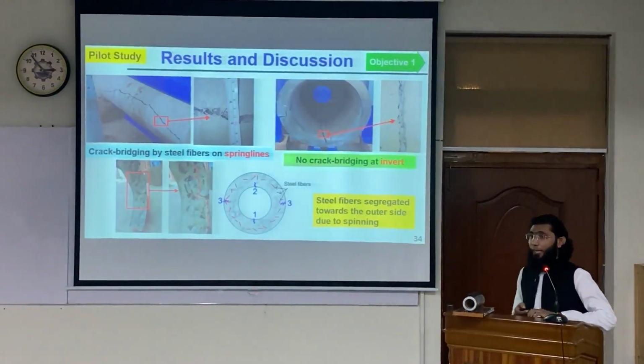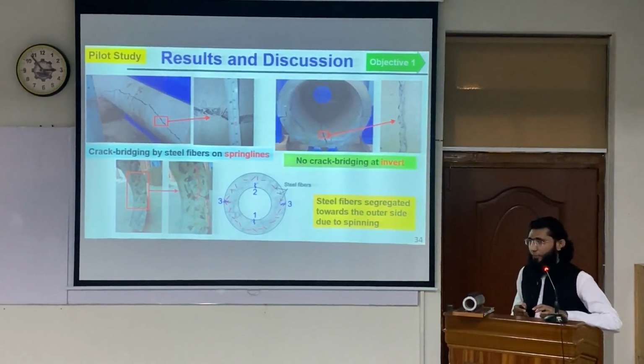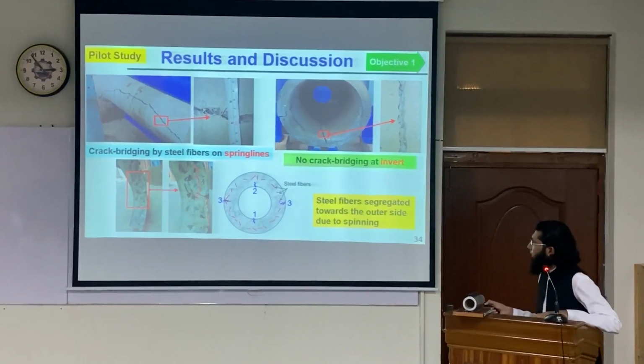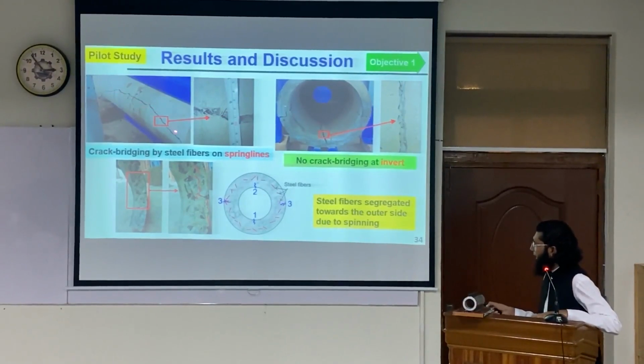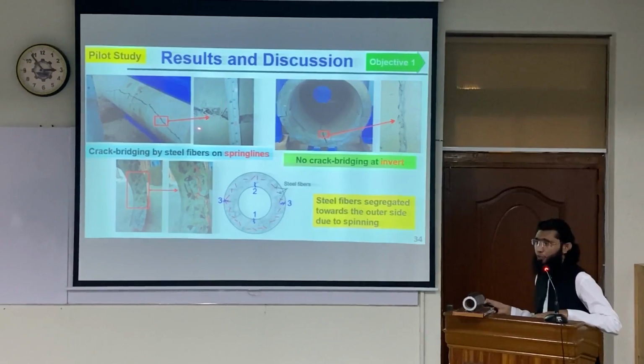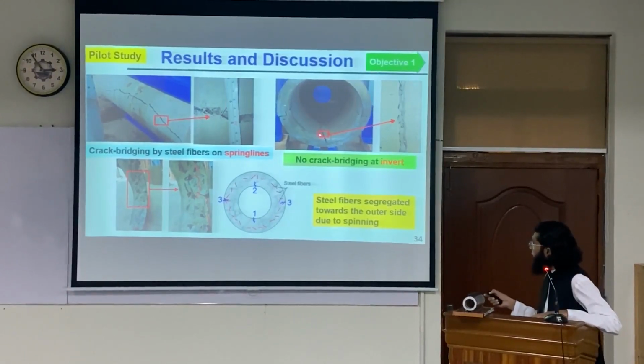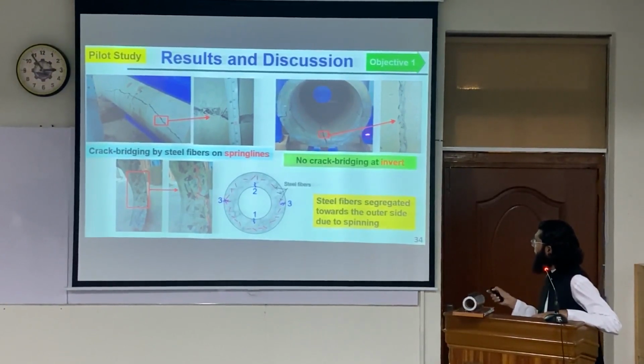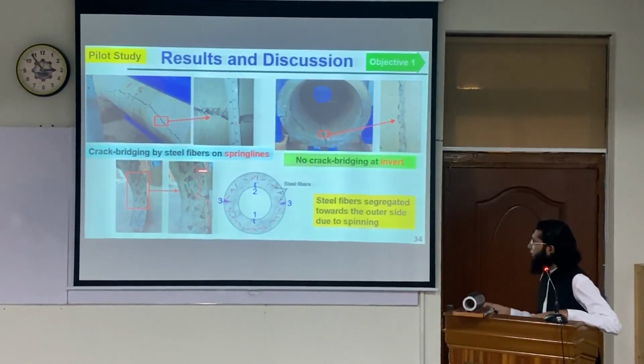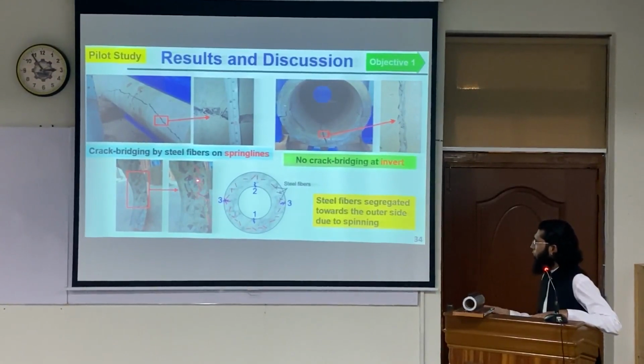Now, this explains why steel fibers were not effective in improving the performance of the pipe. So you can see this is the pipe tested, and this is the spring line side. On the outer side the crack appeared, and the steel fibers bridged it. This is the inner side, the inward side of the pipe. The steel fibers had segregated towards the outer side, so no fibers were available to bridge the cracks on the inner side. This is clearly shown here on the fractured surface, this is the outer side and this is the inner side. The steel fibers could be seen concentrated on the outer side.